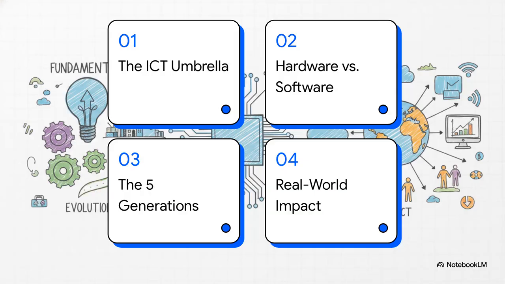Okay, here's our roadmap for demystifying the digital world today. Section 1 covers the ICT umbrella. Section 2 breaks down hardware versus software. Section 3 walks through the 5 generations of computing. And finally, Section 4 looks at real-world impact.